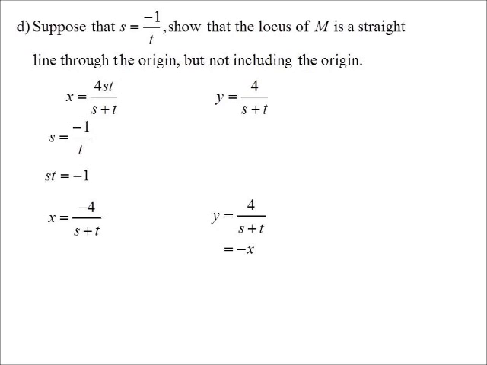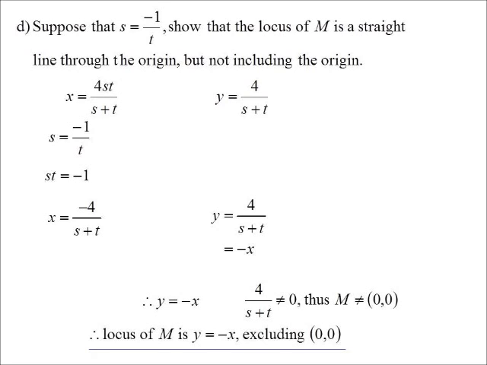Well, if the point of intersection is 4st on s plus t, and the y value is 4 on s plus t, we're never going to get the origin. Because how can that y value ever be 0? You've got a constant on the top of the fraction. So yes, it's y equals minus x, but as I say, 4 on s plus t could never equal 0, so I'm never going to get the situation where the point of intersection is 0, 0. So it does not include, or it excludes, the origin.